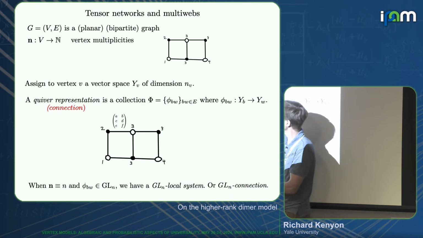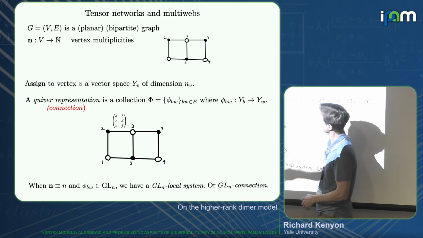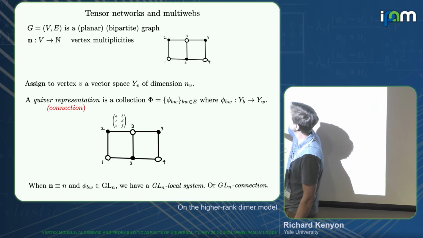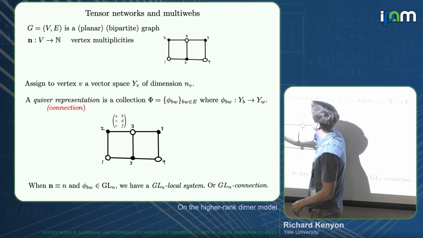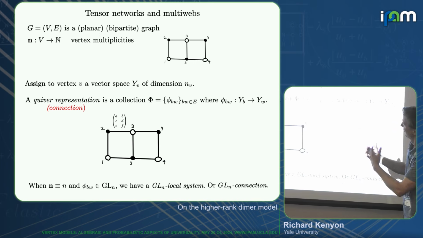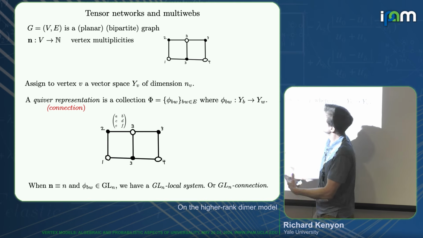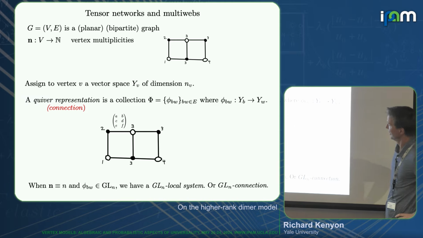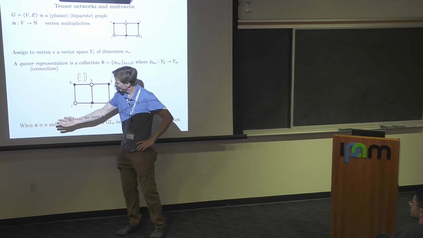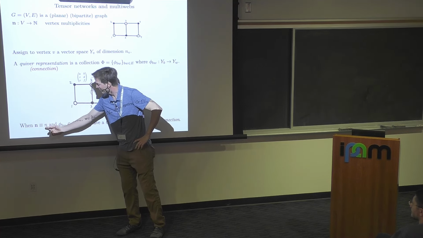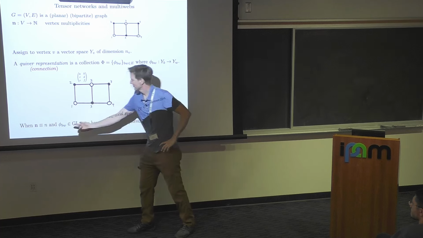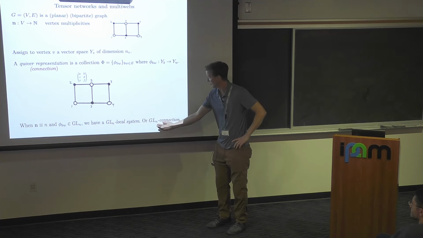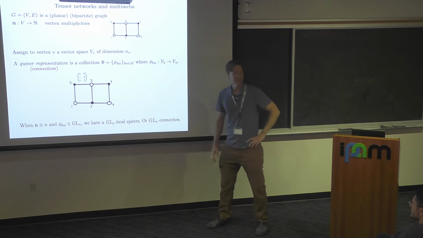Just if you want, you can think of it as an m by n matrix associated to every edge. And let's call that a quiver representation. Well, I'm just going to call it a connection, even though it's not officially a connection because it's not invertible. I think the slightly more official terminology is quiver representation. But one of the special cases which we care about is when all the multiplicities are the same, n, and all the maps are invertible in GL_n. Then this is called a GL_n local system, or if you like, a GL_n connection on the graph.